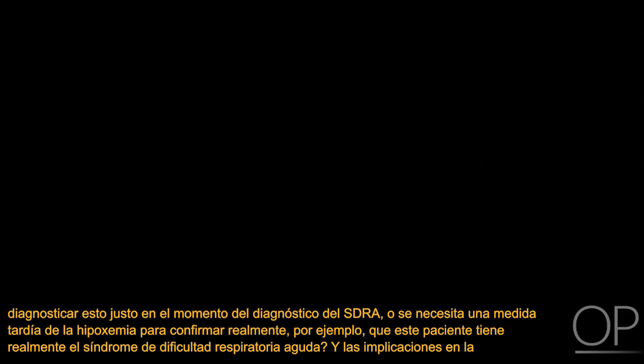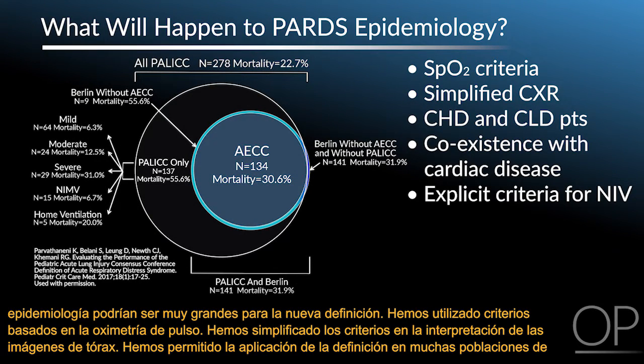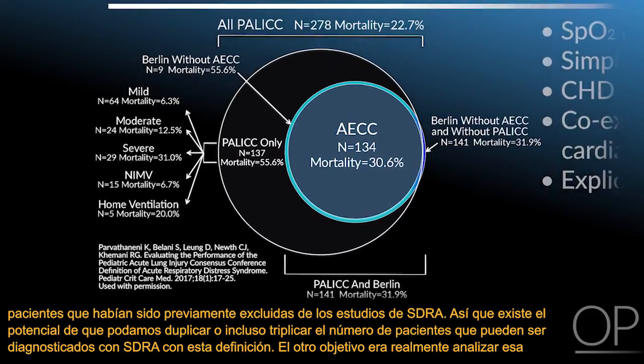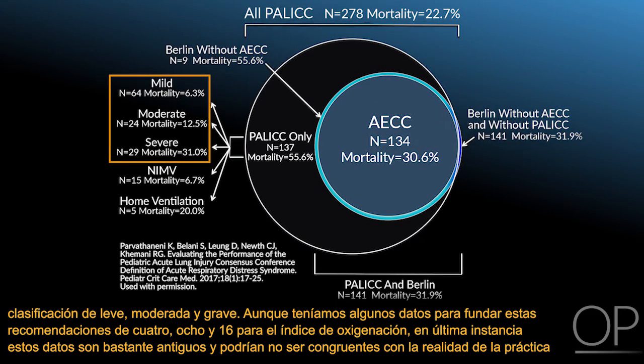And the implications on the epidemiology could be very large for the new definition, right? We've used pulse oximetry-based criteria. We've simplified the chest imaging criteria. We've allowed for the application of the definition in many patient populations who had previously been excluded from ARDS studies. So there's the potential that we could double or even triple the number of patients that may be diagnosed with ARDS with this definition. The other goal was really to look at that mild, moderate, and severe classification.